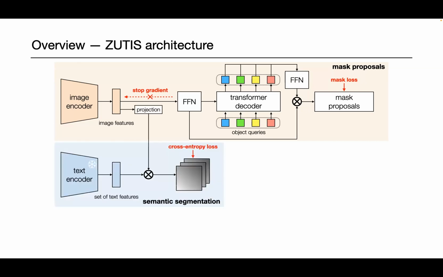And to be able to decide a category for each mask proposal, we consider training a semantic segmentation branch, which is shown at the bottom left corner. For this branch, we first project dense image features into the joint image text space and compute the dot product between the dense features and the text features of a set of categories that we are interested in segmenting. And the image encoder is trained via the standard cross entropy loss with the text encoder process.